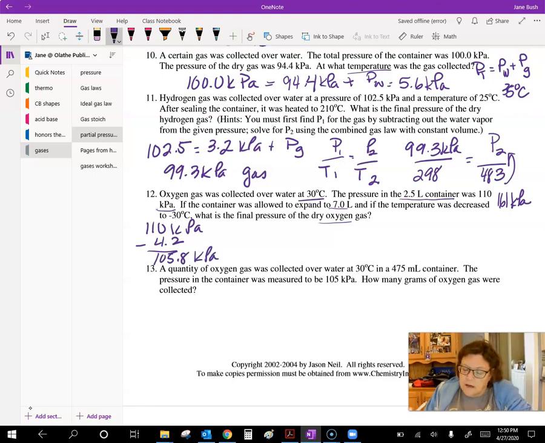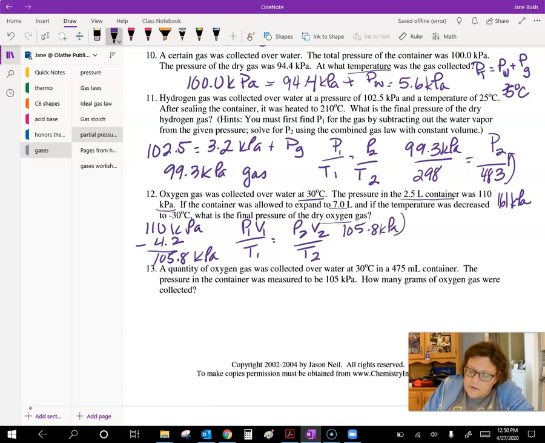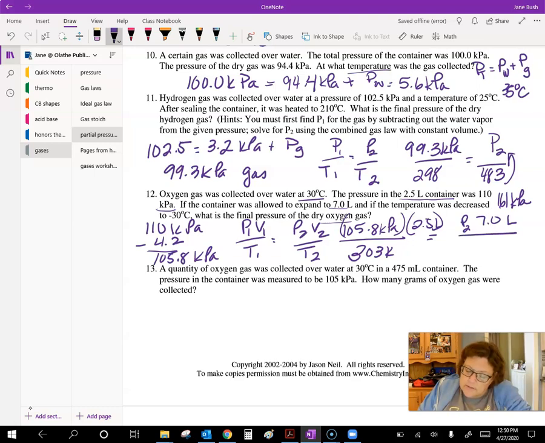Now, we're changing the volume of the container and we're changing the temperature of the container. For this, we're going to have to use the combined gas law. P1V1 over T1 equals P2V2 over T2. So pressure 1 is 105.8 kilopascals. Volume 1 was 2.5 liters. And temperature 1 was 30 degrees, which is 303 Kelvin. Pressure 2 is what we're solving for. Volume 2 is 7.0 liters. And temperature 2 is 273 minus 30, which would be 243. Now, solve for your second pressure. So we cross multiply and see if you come up with 1.7 kilopascals. Okay?